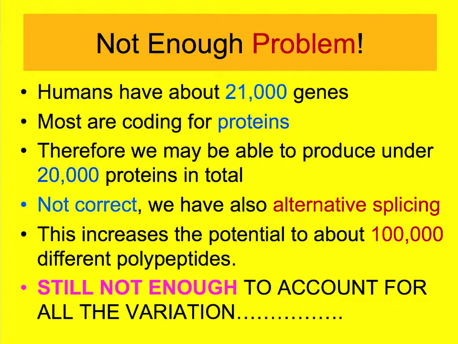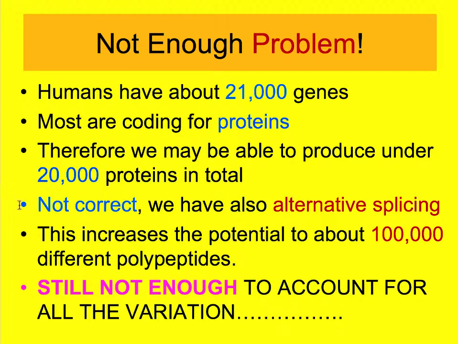Also, we'd like to share with you some information that's still outstanding. It's common knowledge now that humans have about 21,000 genes. There's still no agreement on the actual number. But most of these genes are coding for proteins. Not all of them, because some of them code for RNAs, but most of these 21,000 genes code for proteins. So if that's the case, we should be able to produce about 19 to 20,000 different proteins. And that's not the case, because we can produce over 100,000 proteins.